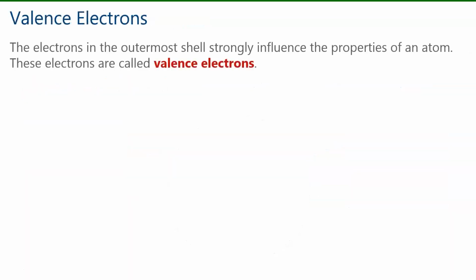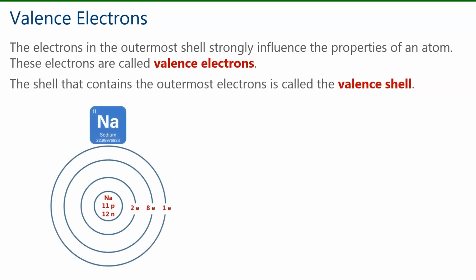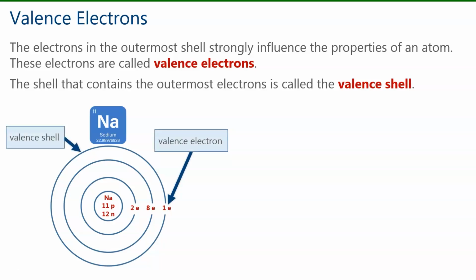The electrons in the outermost shell strongly influence the properties of an atom. These electrons have a special name. They are called valence electrons. The shell that contains the outermost electrons is called the valence shell. Let's look at some examples. Our first example is sodium. Sodium has 1 valence electron, and the outermost shell is the valence shell.